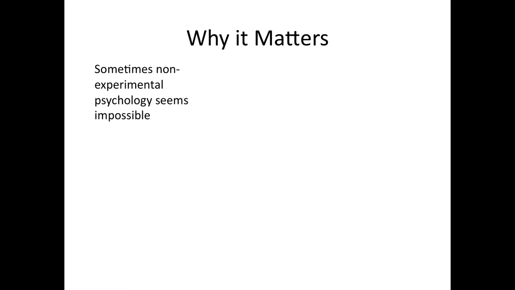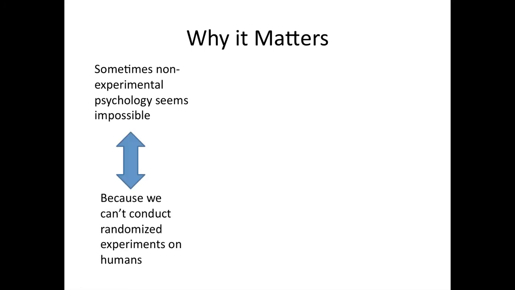And sometimes, take it from me, it seems impossible to do science under those conditions. I have moments of very profound frustration when it seems to me quite impossible to understand why complex human behavior comes out the way it does when I don't have experimental control over what I'm trying to study. And I think the fundamental reason for that is that we can't conduct randomized experiments on humans. The fundamental working method in science is unavailable to us.